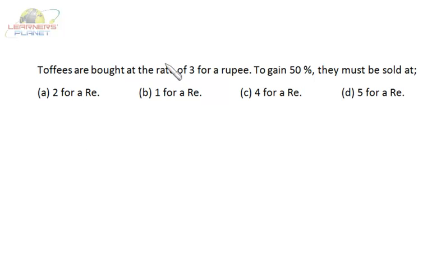Now in this question, toffees are bought at the rate of 3 for a rupee. To gain 50%, they must be sold at what rate? Now further we just find SP by CP ratio over here. SP by CP must be 1.5 since we have to gain 50%, or we can say 3 by 2. Now SP is equal to 3 by 2 of CP.